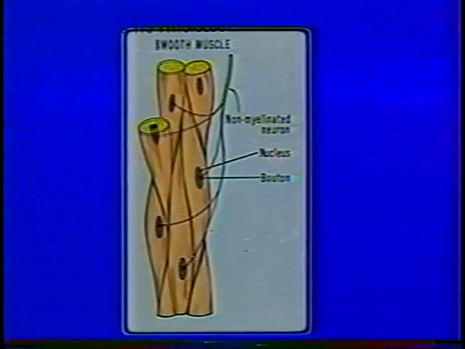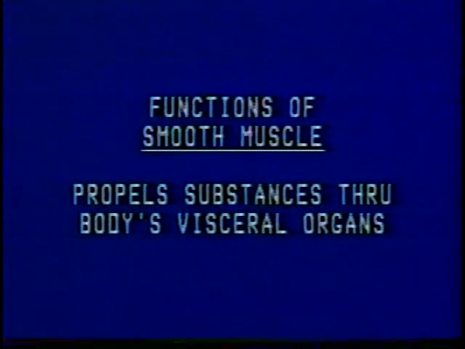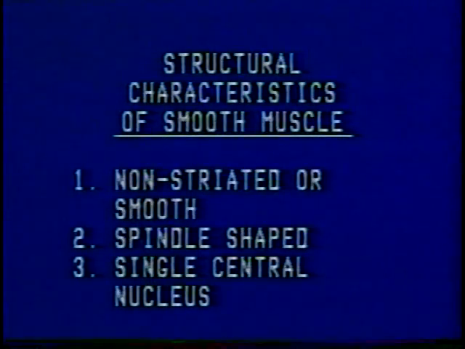This tissue is found in the walls of hollow visceral organs, such as the stomach, bowel, and bladder. It functions to propel substances through or within these organs. Once again, we will emphasize the major structural characteristics of smooth muscles. It is non-striated, has spindle-shaped fibers with a single central nucleus.